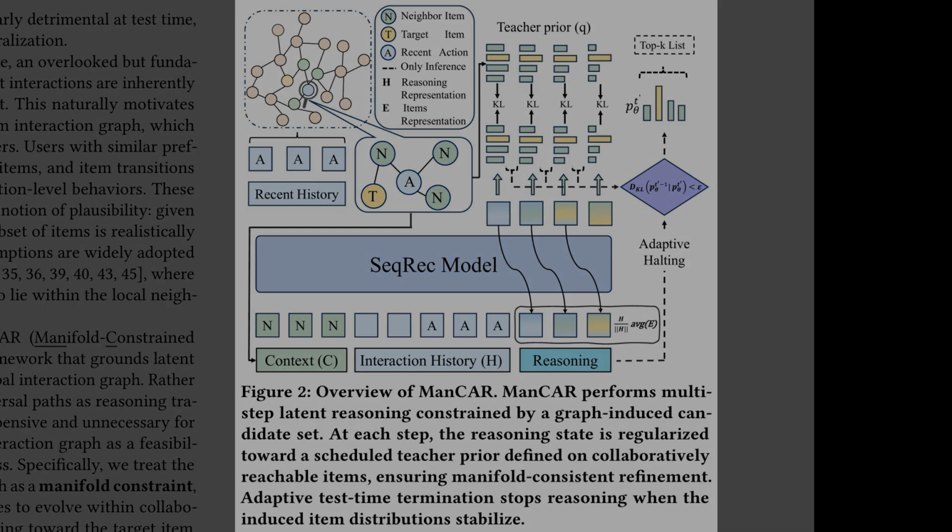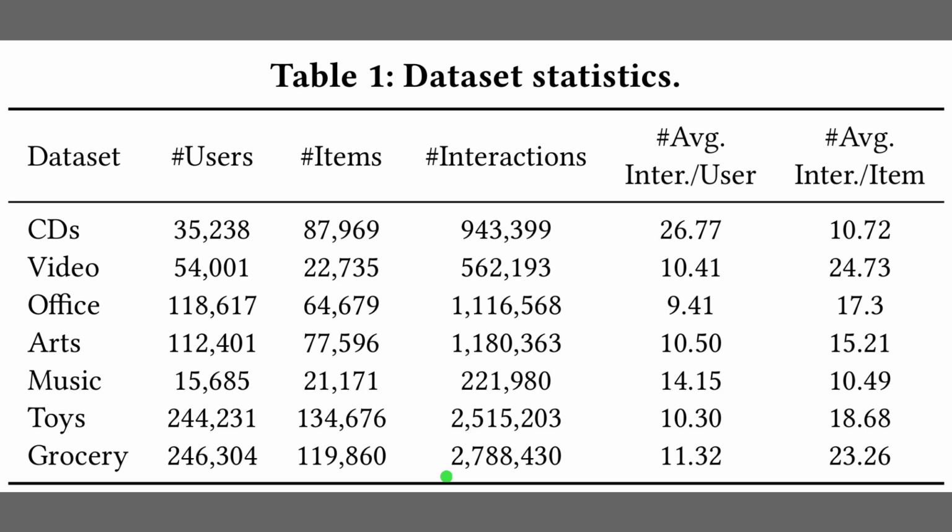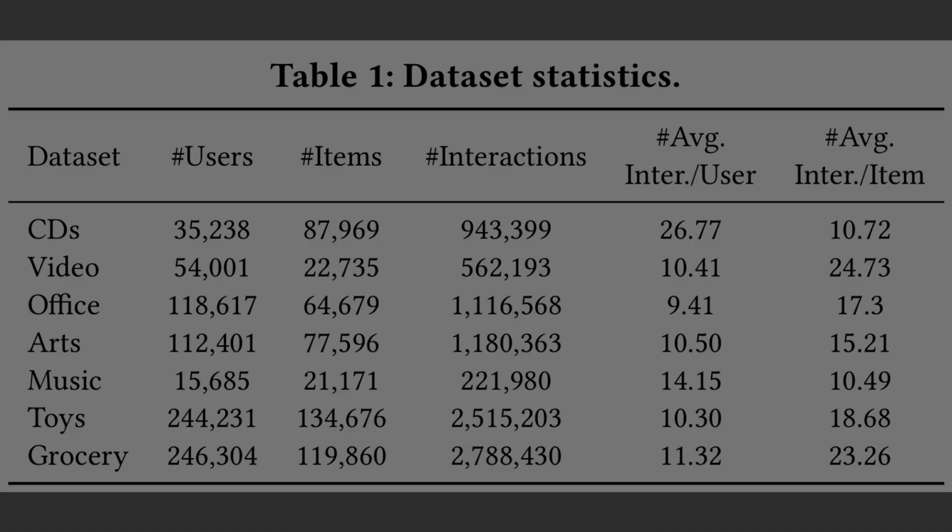To maximize efficiency, the adaptive halting component on the far right monitors the output and terminates computation as soon as the result converges. To evaluate performance, Table 1 details the 7 datasets selected from the Amazon 2023 reviews corpus. These cover diverse domains like CDs, office products, and grocery. The scale varies significantly. For instance, the grocery and toys datasets each contain over 2.5 million interactions. We also see differences in data density, where the average interactions per user range from about 9 in the office dataset to nearly 27 for CDs, ensuring the model is tested under various conditions.